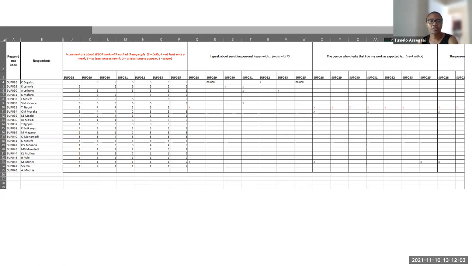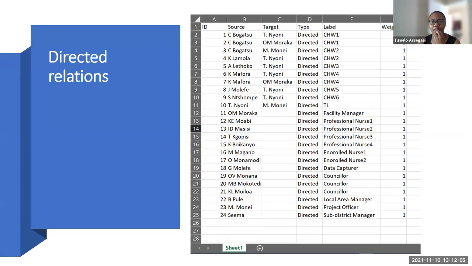From this, you move your data to something like this, where you now need to prep it for entering it into the software. So you again list everybody that was interviewed, and you list everybody that was part of their list. You can put the label if you want, but with the software that we used, it didn't capture the label, so you had to go and put it in the software, and then you have to weight your responses.